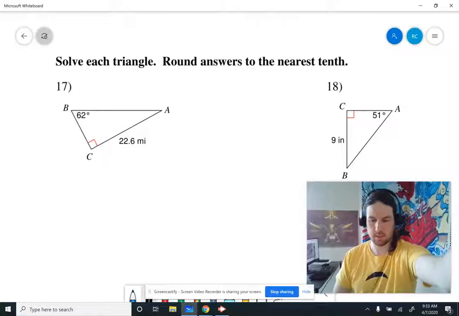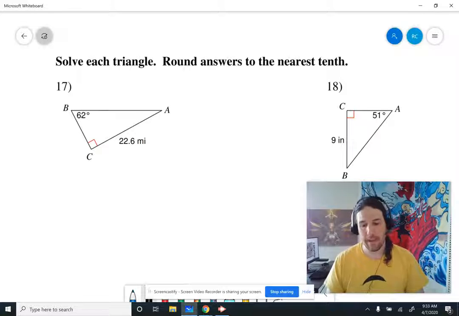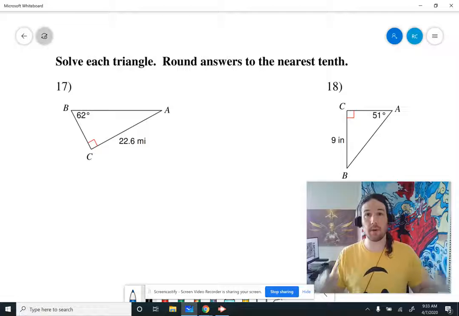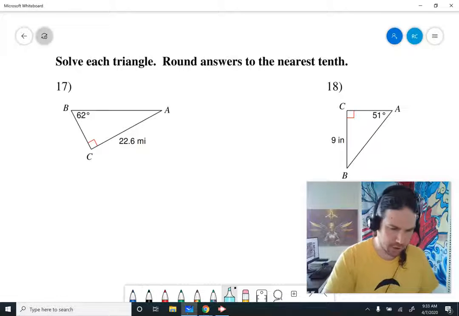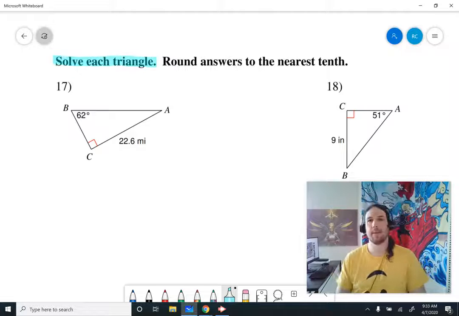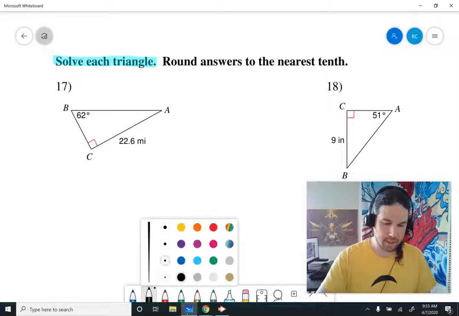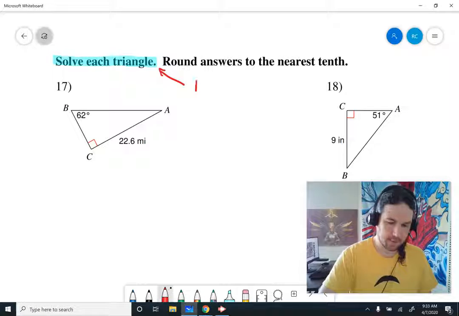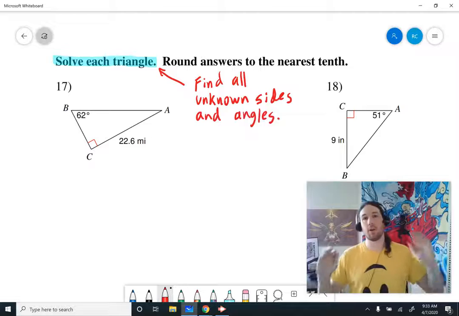All right, let's do this thing. So here we have two examples of right triangles, and the instructions merely say to solve each triangle. It doesn't really give us anything other than that. So when it says solve each triangle, what it actually means is find all unknowns. All the sides, all the angles.